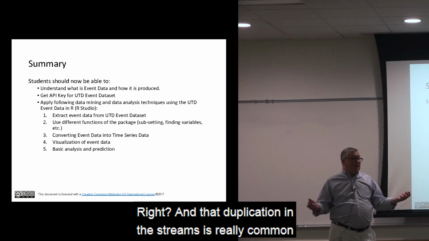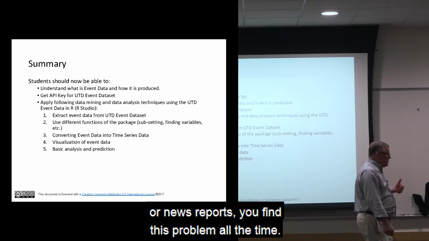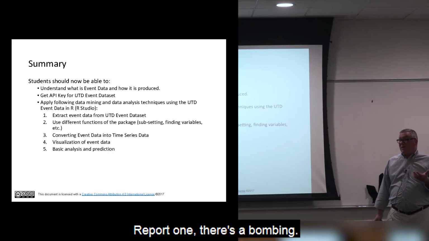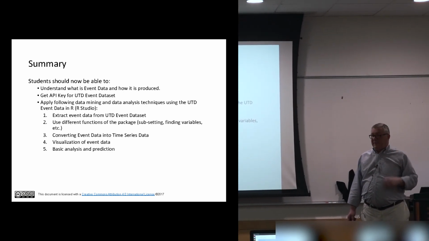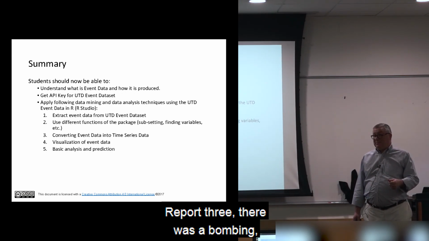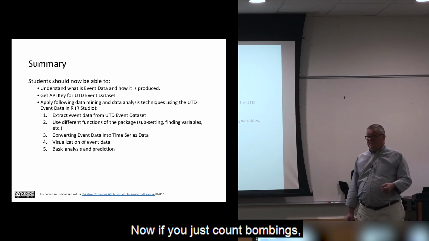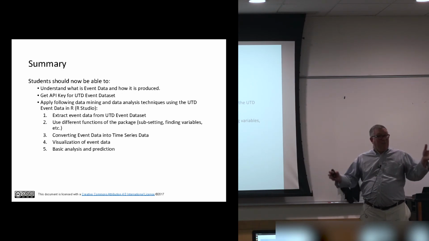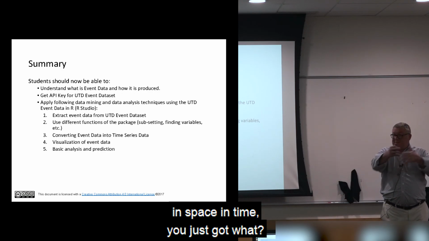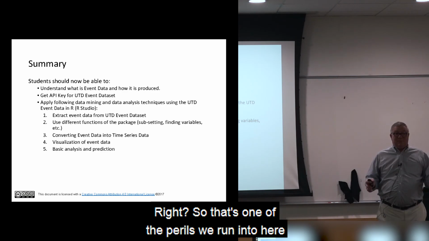Right? And that duplication in the streams is really common because if you're only tracking a small number of news wires or news reports, you find this problem all the time. Report 1, there's a bombing. Report 2, same event, there's a bombing, 6 people dead. Report 3, there was a bombing, 6 people dead, 4 injured. Now, if you just count bombings in space and time, you just got, what, 3 or 4 reports. They're all the same event.